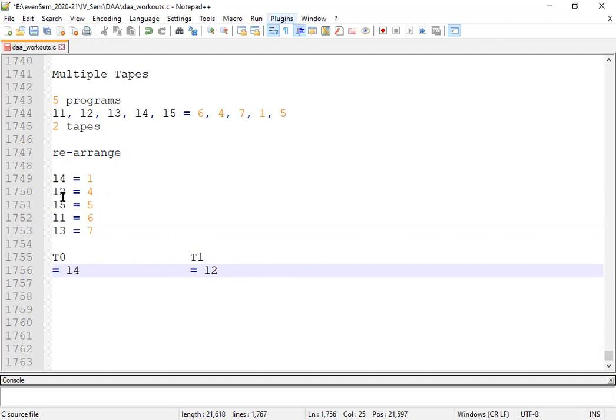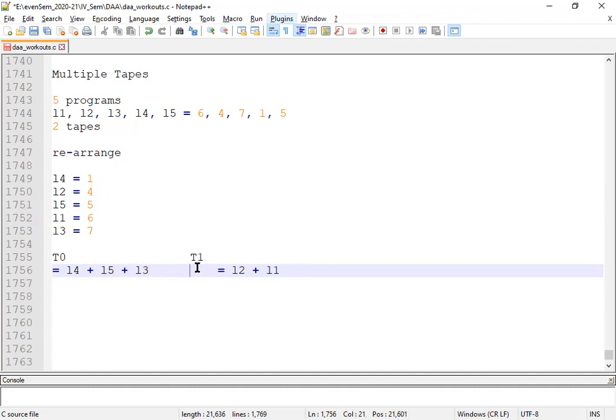Now the first 2 are done. The next one, L5, we are going to place again on T0. Then the next one, L1, will be stored on T1. Now we are left with only one program, L3. This L3 will be placed on T0, after L5.